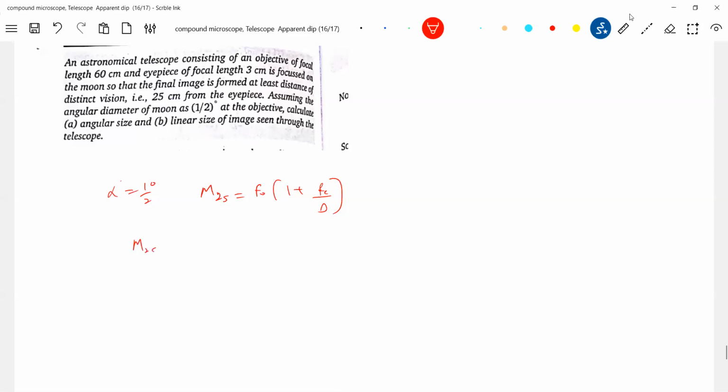So we know M = beta by alpha. We know M, so then beta will be... The linear size, the diameter of the image, will be beta into capital D. Same diagrams, everything you can work on this.